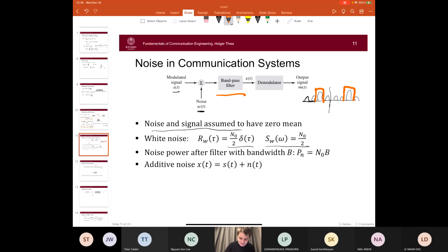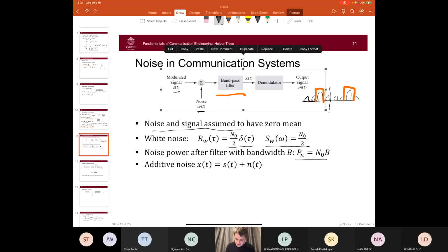That means we will also always have bandpass white noise. We filter out the noise that is outside of our frequency range, and the power of the noise will always be given by N0 times B, where B is the bandwidth that we use for the limitation, the bandwidth where our signal belongs. And then, after applying the bandpass filter, we have some filtered signal, and this will be put into the demodulator.